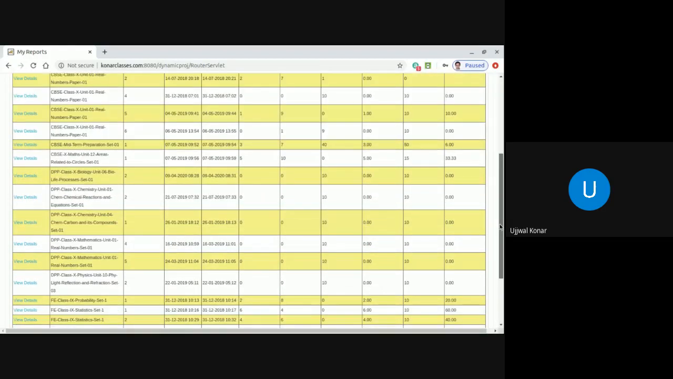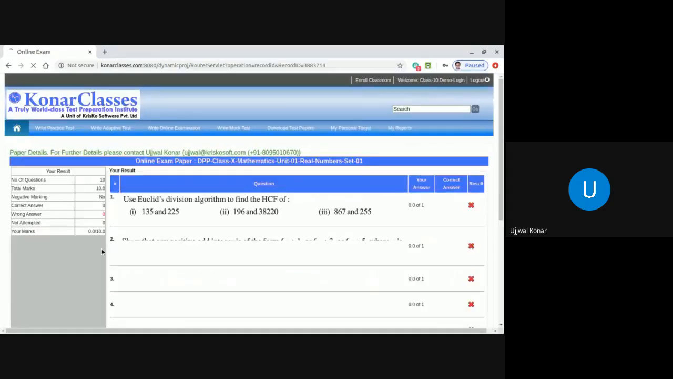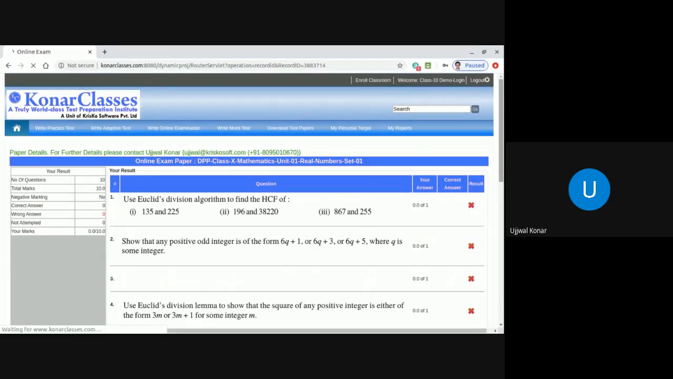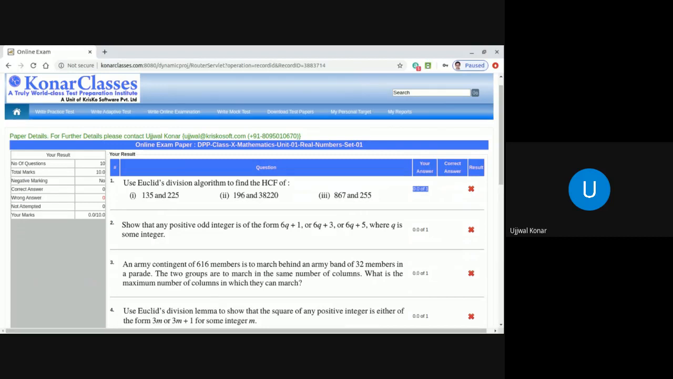In this paper, suppose you see the Real Number DPP paper. Wherever you see, for example, 0 out of 1, whenever your marks are less than 1 in any question, you should analyze why the marks are less than 1. If you find a reason, fine. If you do not find a reason, please be in touch with me. You can always raise it: sir, I thought I should get 1, but here the marks have been deducted. Why so? Please point those out to me.